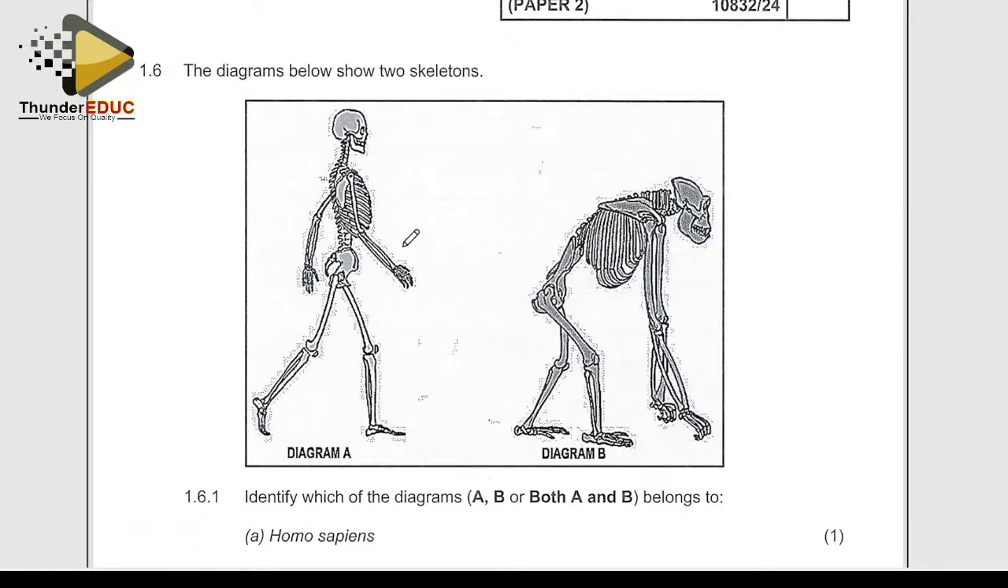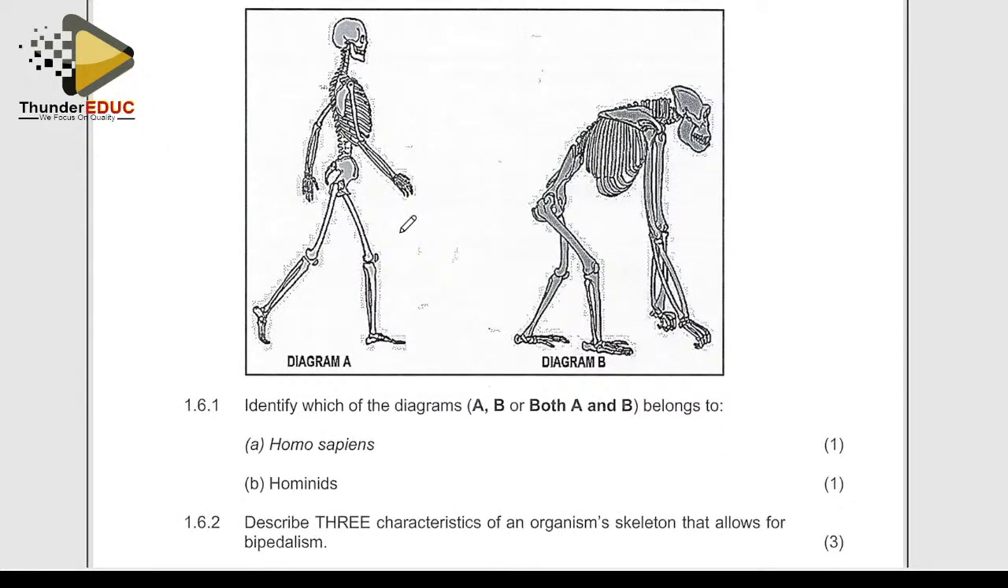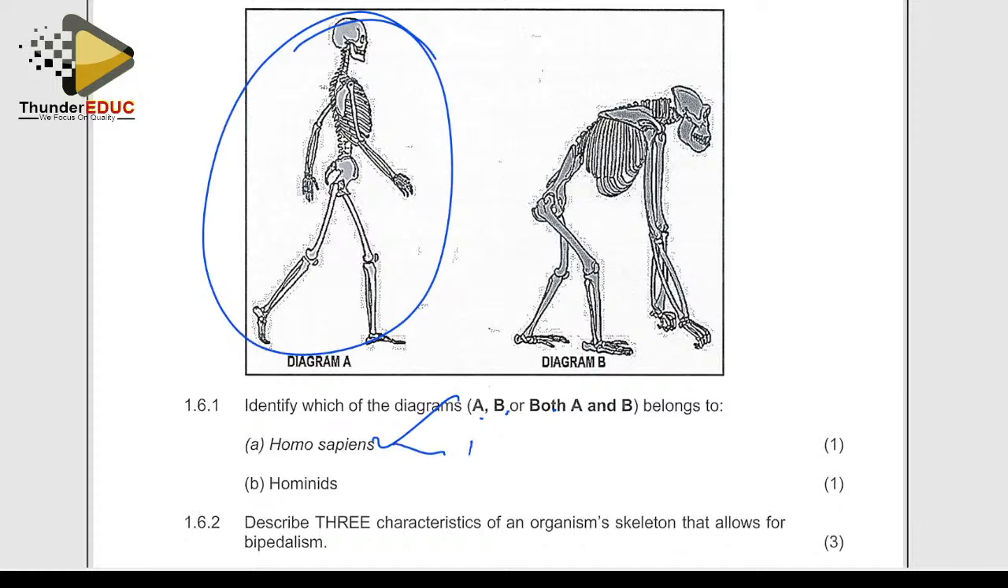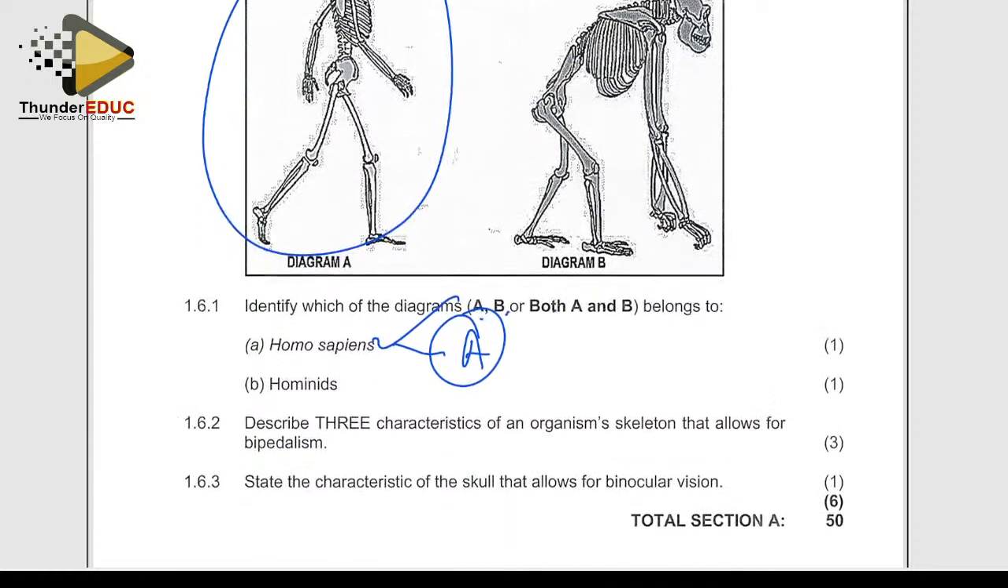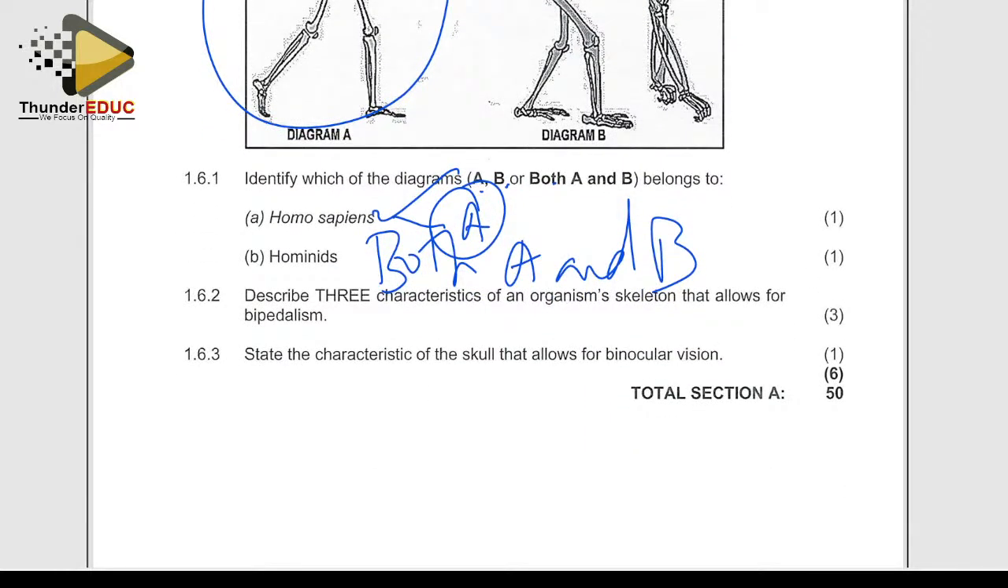Then we go to the next question, 1.6, so that we wind up with the first section. Identify which of the diagram, A, B, or both A and B, belongs to Homo sapiens. Obviously, this is Homo sapiens, diagram A. So you write diagram A. Hominids: we are hominids, chimpanzees are hominids, gorillas are hominids. So the answer is both. I'm sorry if we didn't get it right. Both A and B. Yes, so the answer is both A and B.